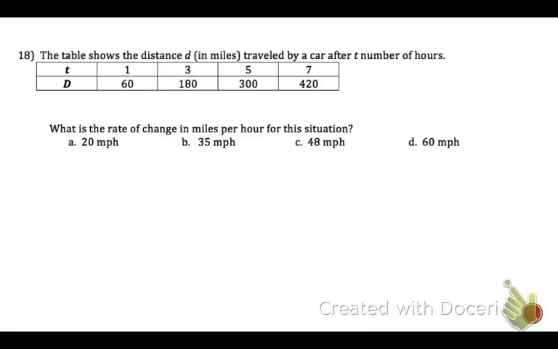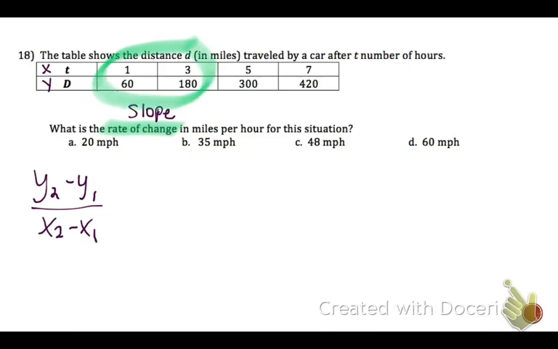Problem 18. The table shows the distance d in miles traveled by a car after t number of hours. What is the rate of change in miles per hour of the situation? Anytime you see rate of change, you should think slope. So with slope, we're going to do y2 minus y1 over x2 minus x1. We don't really have x's and y's here, but our independent variable here is t, and our dependent variable is d. So I'm going to pick these first two points right here. So I have y2, y1, x2, and x1.